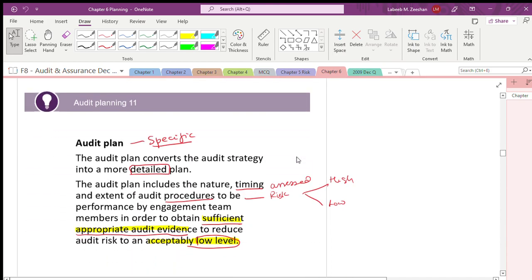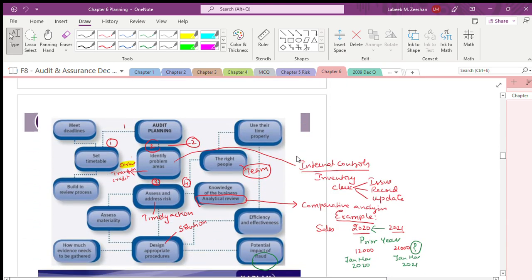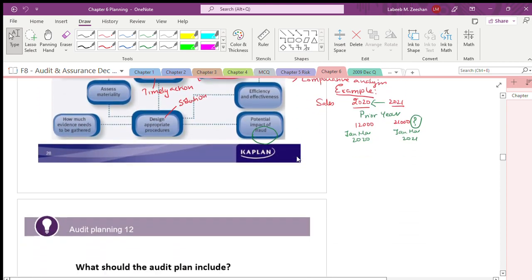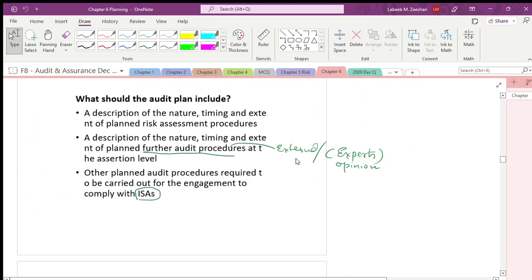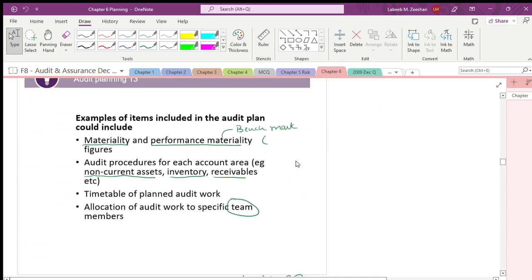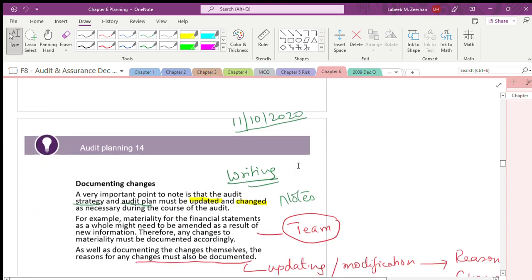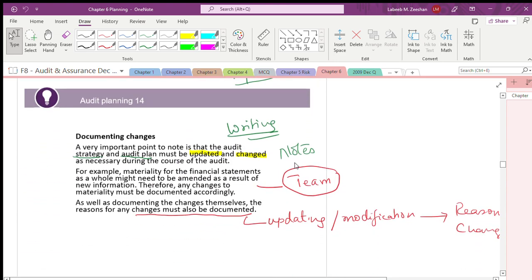Then we say it's an audit plan. What should the audit plan include? What is the timing? The procedures, further procedures, performance materiality, is it right? Now you can recollect the points we have done. We are talking about the audit procedures for non-current assets and inventory, is it right? We are documenting changes, and if there are any updates, what is the procedure?